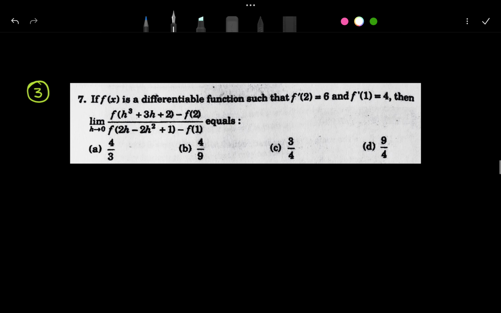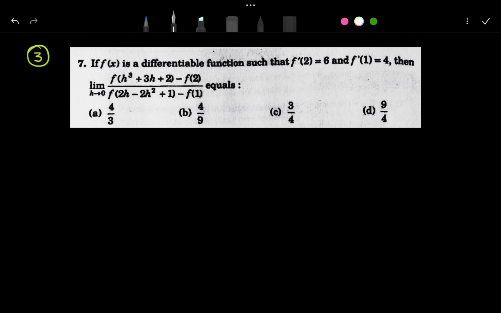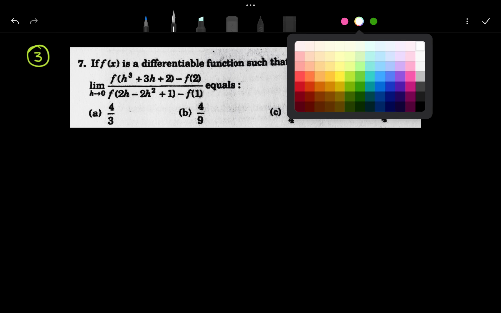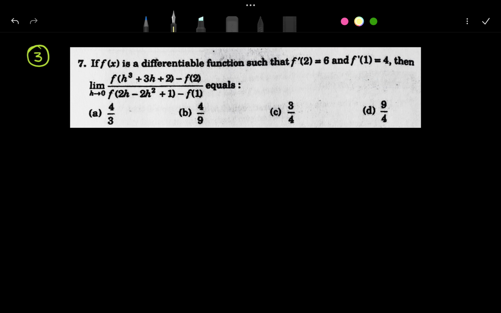So what is this one? If f of x is a differentiable function such that f dash of 2 is equal to 6 and f dash of 1 is equal to 4, then limit h tends to 0, f of h cube plus 3h plus 2 minus f of 2, whole divided by f of 2h minus 2h square plus 1 minus f of 1. See, all of you see this question here.